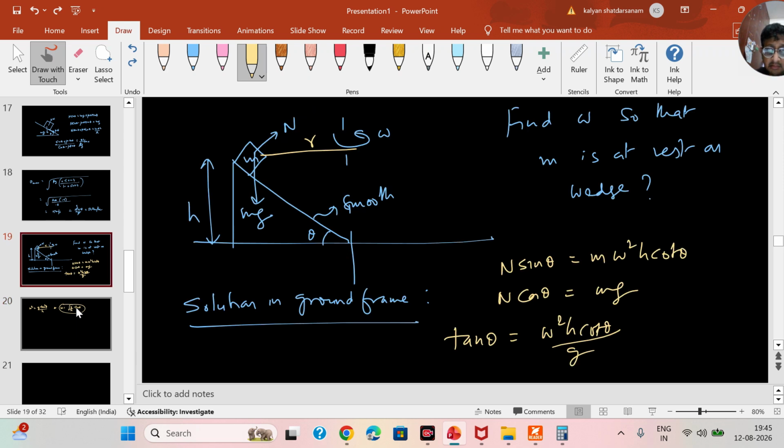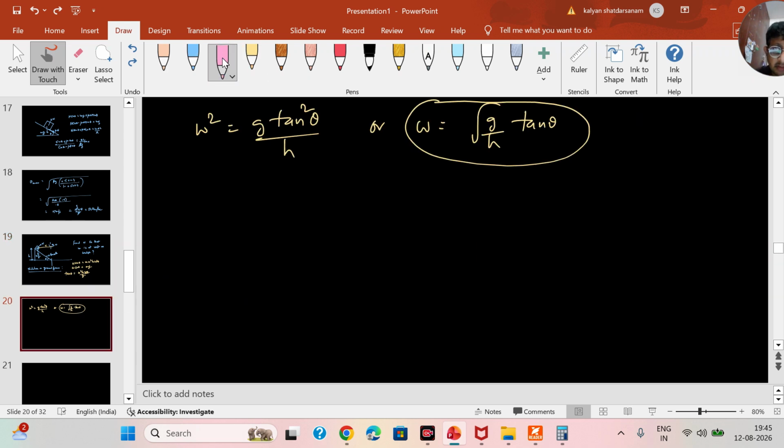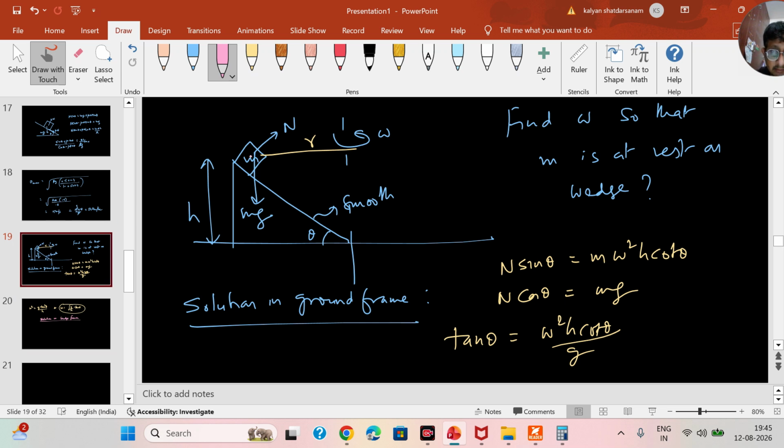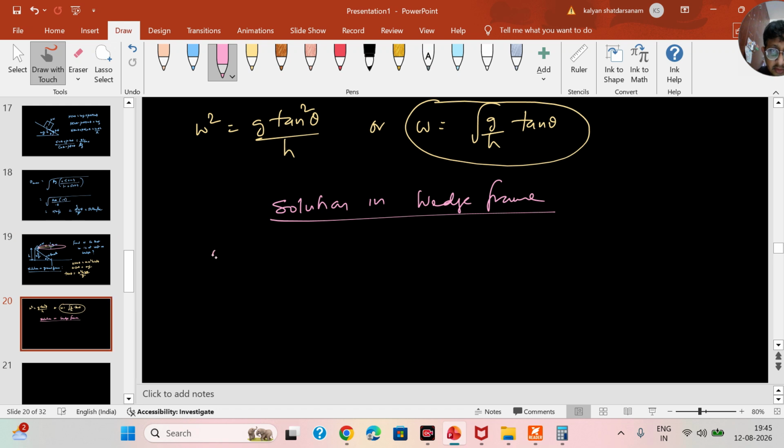Now I did this problem in the ground frame. I can do this problem in the wedge frame, which is an accelerating frame. Solution in wedge frame. How do I do that? See, suppose I also go along with the block in a circle. I am the observer. I am also going along with the block in a circle. So not only the block is accelerating, I am also accelerating. What is my angular speed? Omega only. So what is the acceleration? Omega square r.